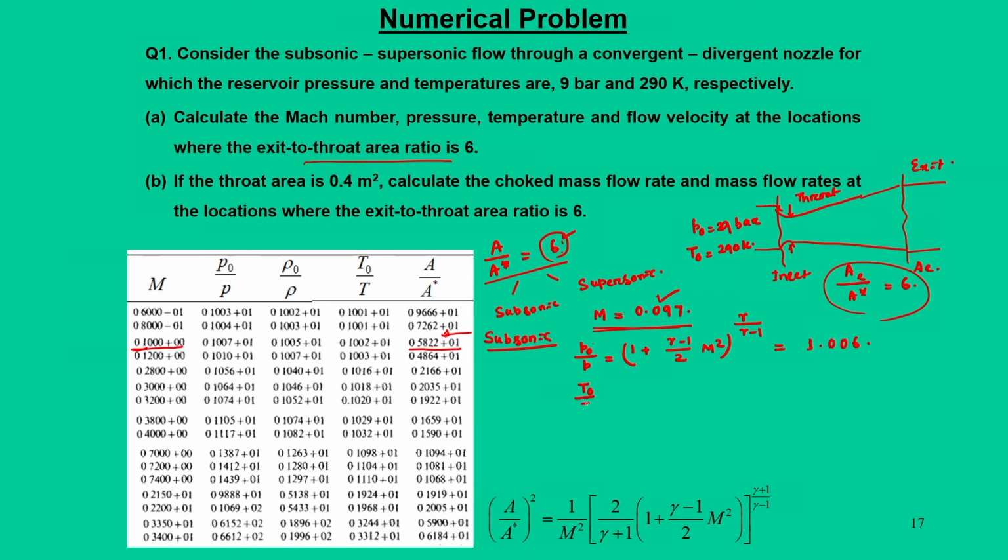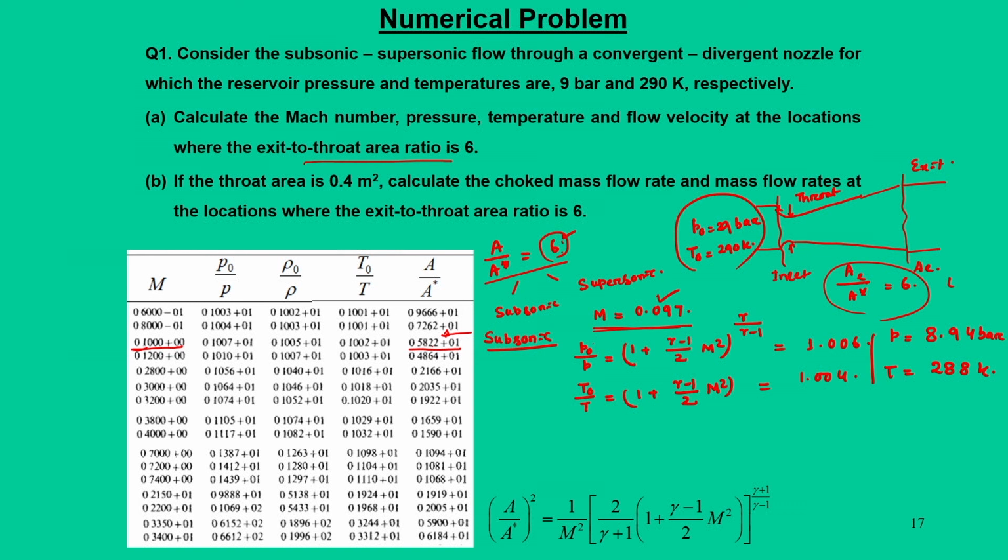Similarly, T naught by T, we can say 1 plus (gamma minus 1) by 2 M square, and this value would be close to 1.004, and from this we can say we know P. So, P value will be 8.94 bar, and T value can be close to 288 Kelvin, because this P naught and P value are almost the same and the flow is close to, it is a subsonic solution.